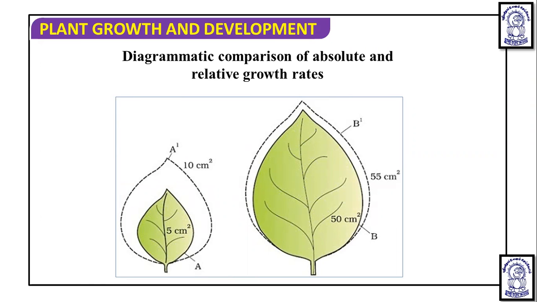In the first leaf, you can see here that this A represents the surface area of this particular leaf, and this surface area of A is 5 centimeter square. But after a certain period of time, growth happens, and the growth reaches A dash. So A dash represents the surface area after growth, that is 10 centimeter square. Whereas in leaf B, the initial surface area was 50 centimeter square, but after a certain period of growth, it is B dash, that is 55 centimeter square.